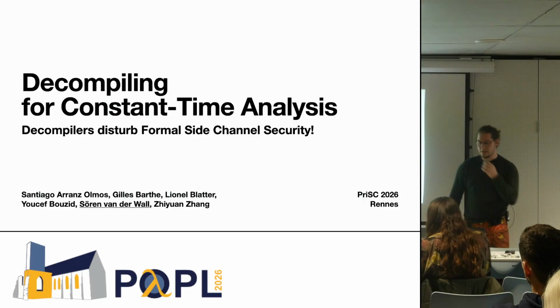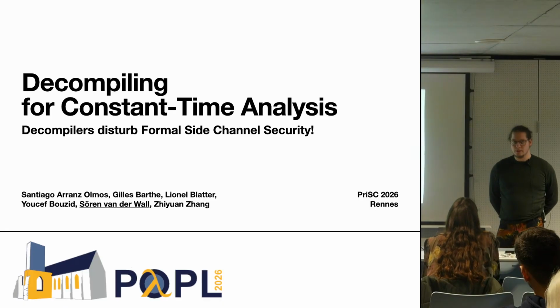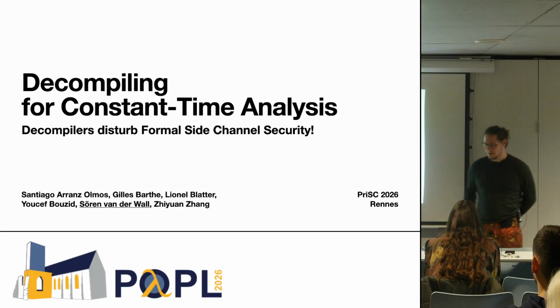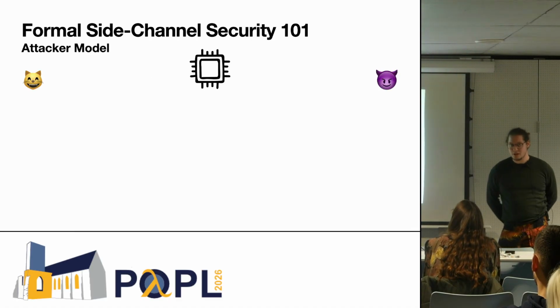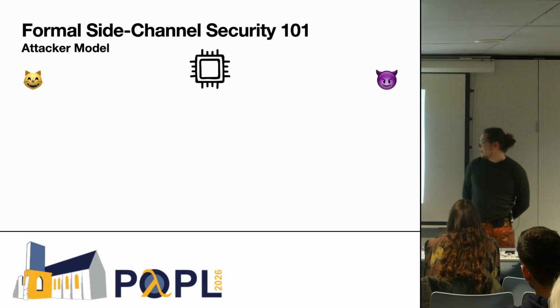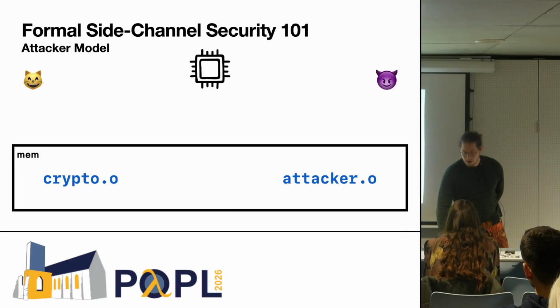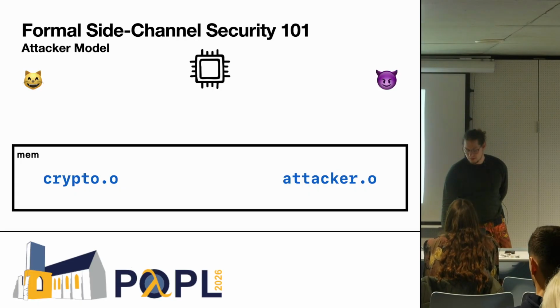All right. So I'm going to talk about constant time analysis and how you can use or cannot use decompilers for that. Before we start, I'm going to make a short introduction into formal side channel security, where I talk about the setting where the attacker and the victim are running on the same machine, and the attacker wants to get some secret values from the victim.